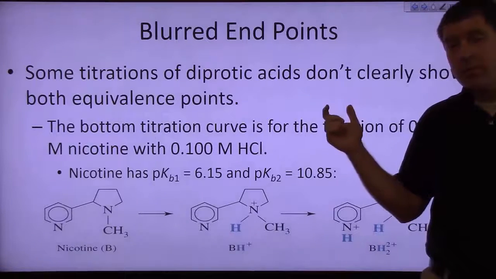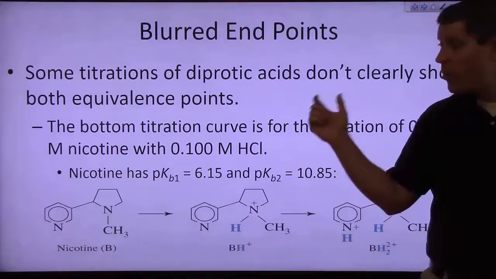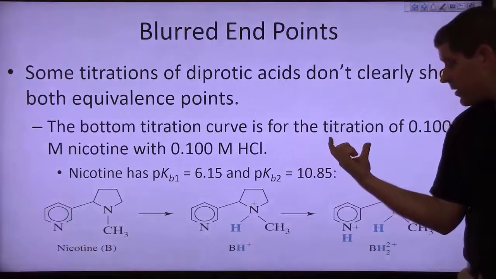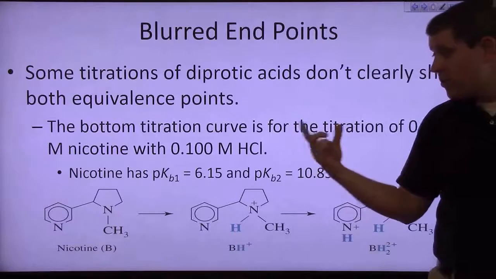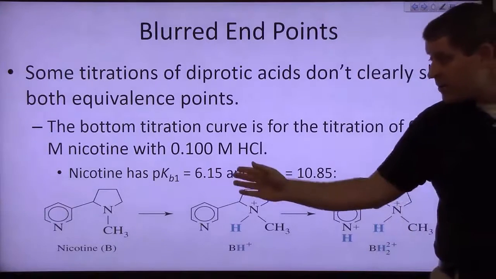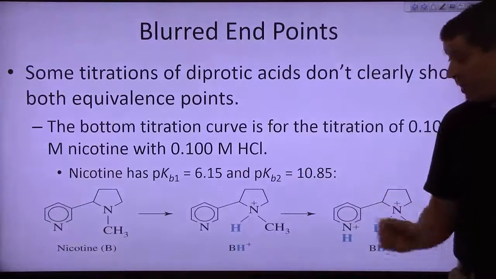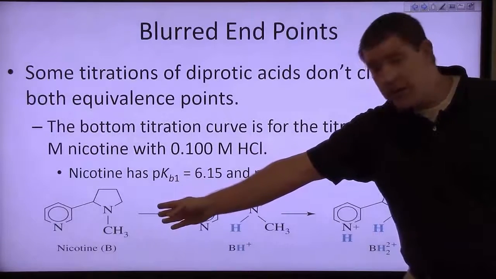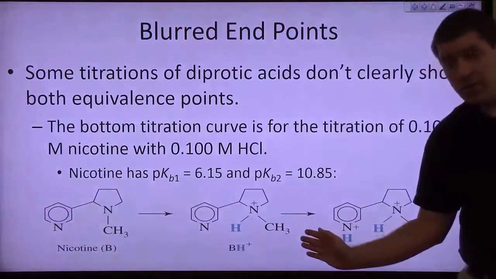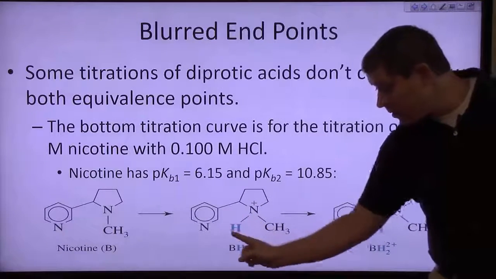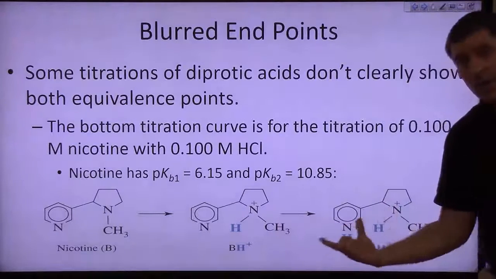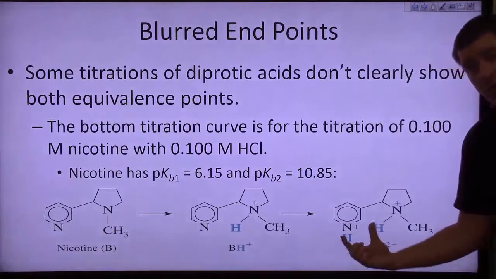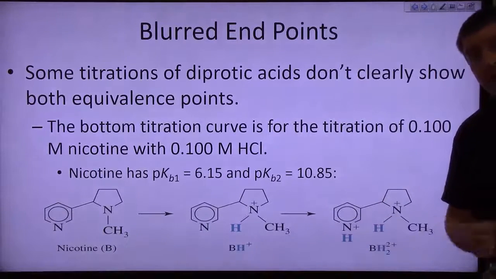Now remember that some titrations of diprotic acids don't clearly show both of the equivalence points. That bottom titration curve that I showed is for the titration of 0.1 molar nicotine with 0.1 molar hydrochloric acid. Now nicotine has a pKb1 of 6.15 and a pKb2 of 10.85. And you can see the three different forms. We've got nicotine there, that's our base. Here's the intermediate form where we've added a proton on here to the nitrogen in the 5-membered ring. And then our doubly protonated form over here where we've added a hydrogen ion to both of our nitrogens, the nitrogen in the 5-membered ring and the nitrogen in the 6-membered ring.